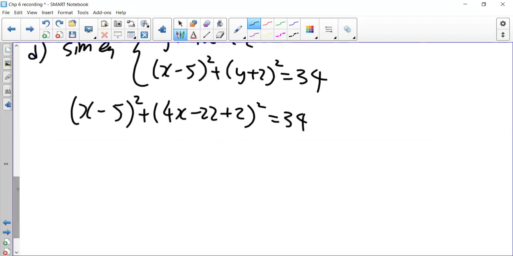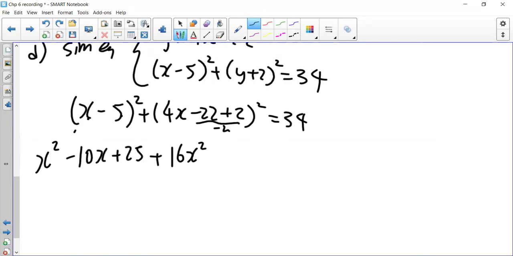Expand double bracket, shortcut. That's x squared. 5 times x, 5x, double it, 10x. But it's a minus, so it should be a minus 10x. 5 squared, plus 25, plus 4x squared, 16x squared. That's minus 20, square it, 400. 20 times 4x, 80. Double it, minus 160x equals 34.